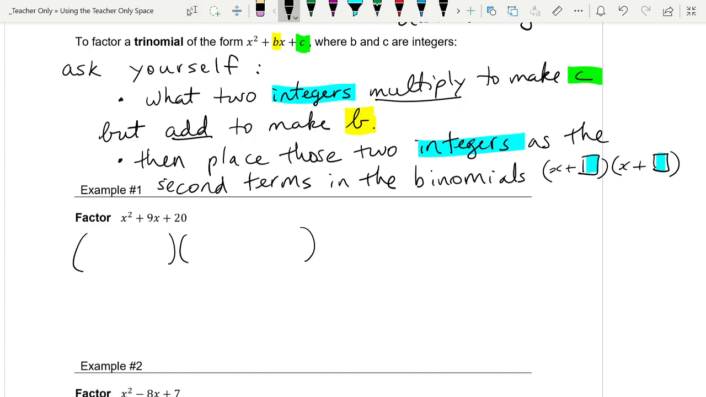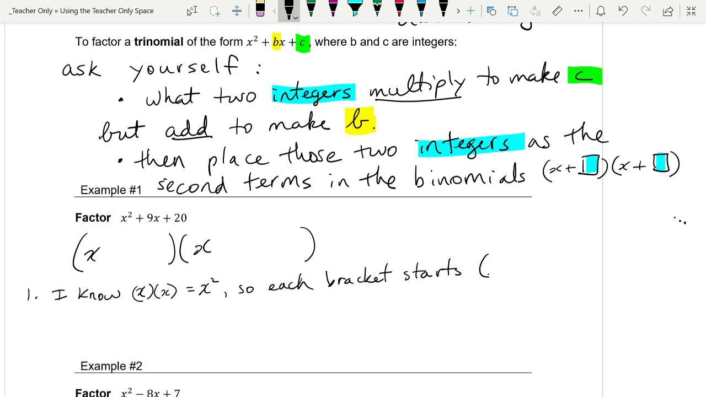Okay, so let's start there. I need two binomials that if I FOIL'd them, I would get x squared plus 9x plus 20. I know that x squared comes from multiplying x by x. So first thing, step one: I know x times x equals x squared, so each bracket starts with x and x.